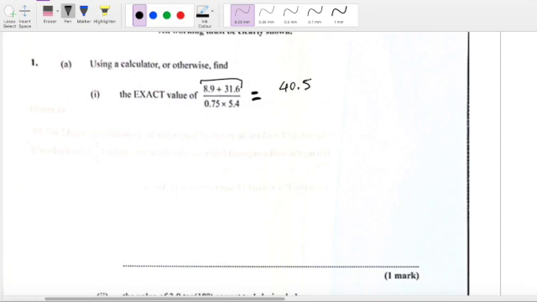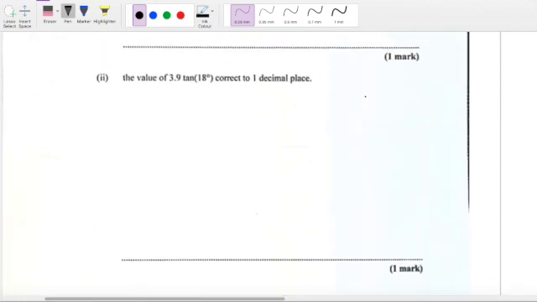40.5. And then denominator 0.75 multiplied by 5.4. And straight up on the calculator we get 4.05. Very interesting. And so 40.5 divided by 4.05 gives us 10. Well, we didn't need the calculator for that one, but just to make sure, right?